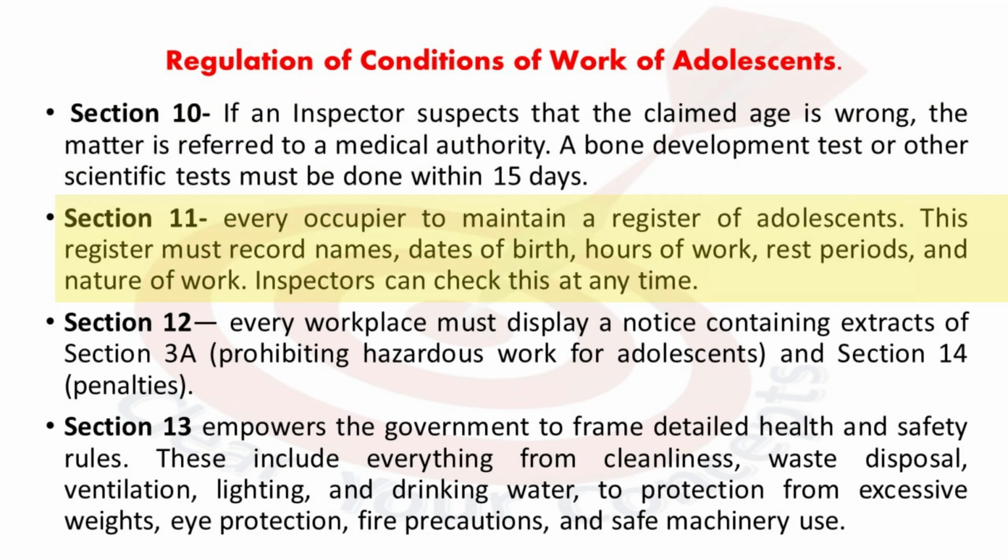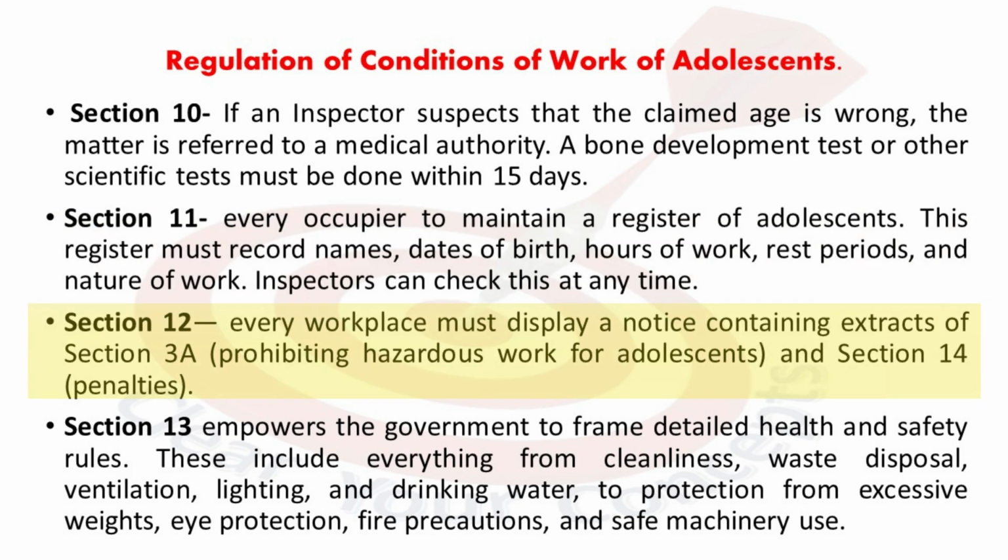Then comes Section 11, which requires every occupier to maintain a register of adolescents. This register must record names, dates of birth, hours of work, rest periods, and nature of work. Inspectors can check this at any time. Think of it as a mandatory attendance and compliance log.